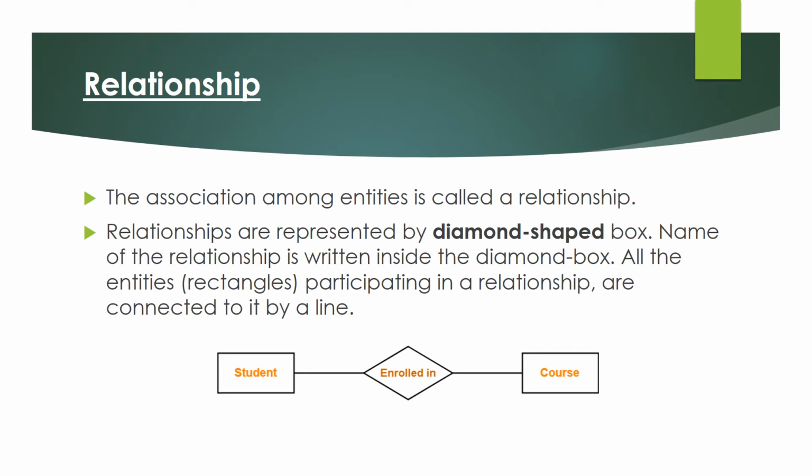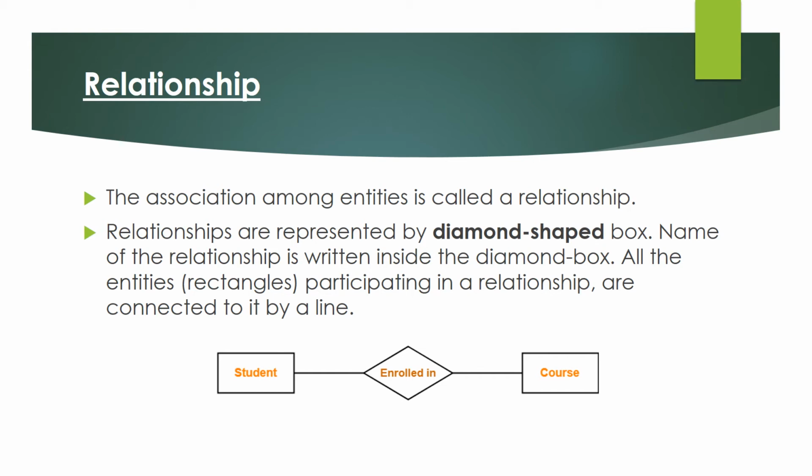For example, the entities like student and course, how they are connected to each other or how they are linked to each other, it is represented by the relationship. So relationship is basically connecting two or more entities, or it is showing the link between two or more entities.